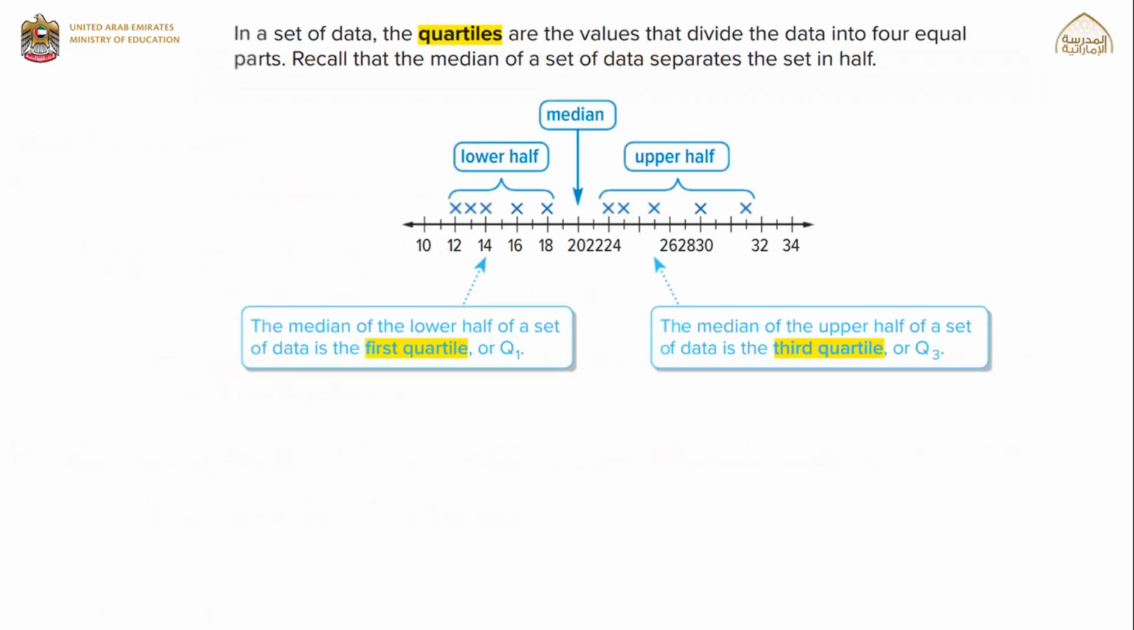In a set of data, the quartiles are the values that divide the data into 4 equal parts. Recall that the median of a set of data splits the set in half. So the median separates the set of data into a lower half and an upper half. The median of the lower half of the data is the first quartile. The median of the upper half of a set of data is the third quartile. Half of the data lies between the first quartile and the third quartile.